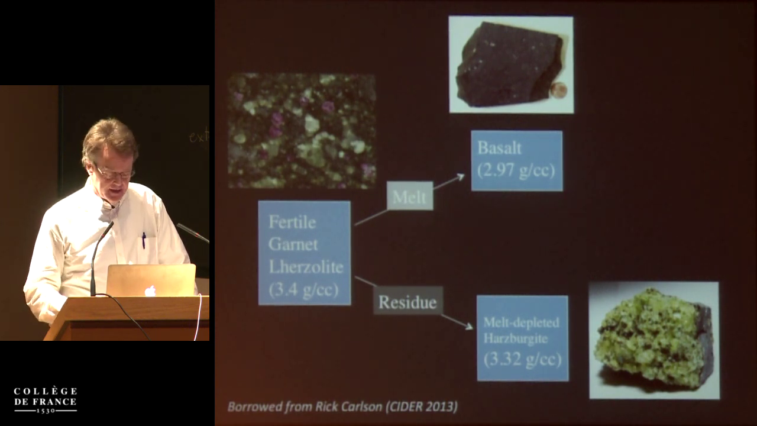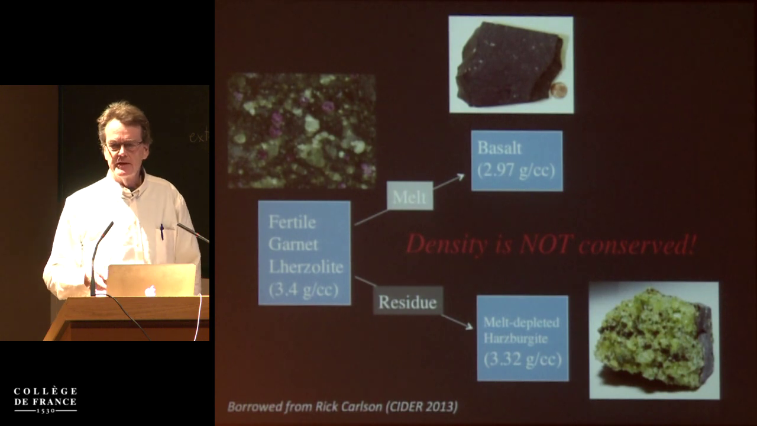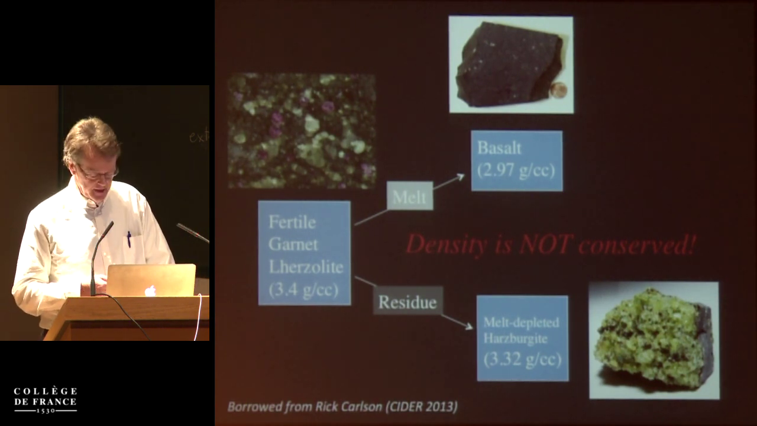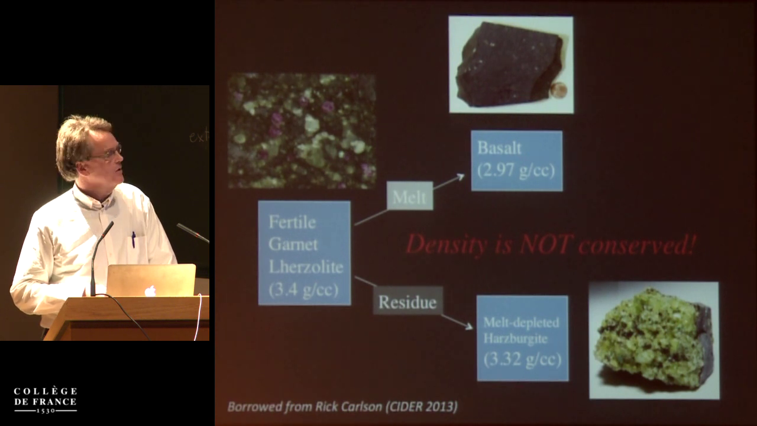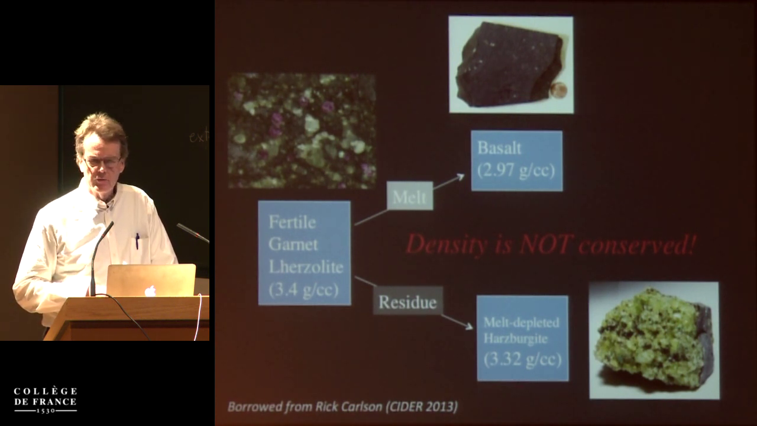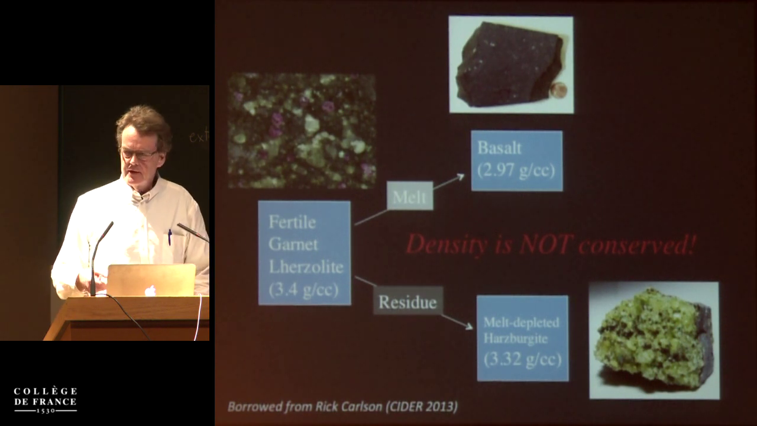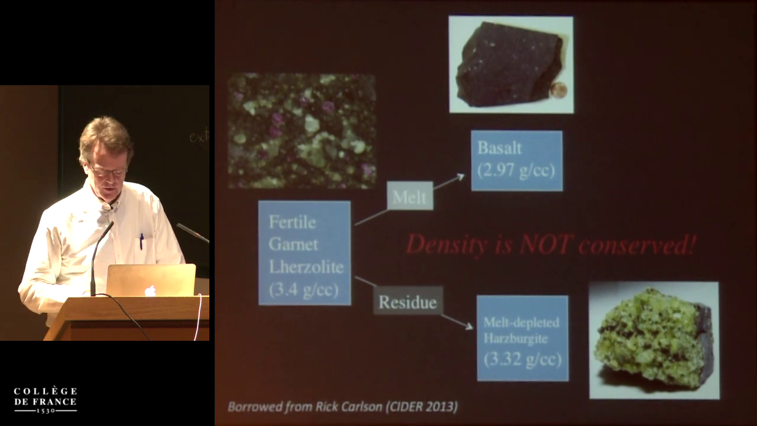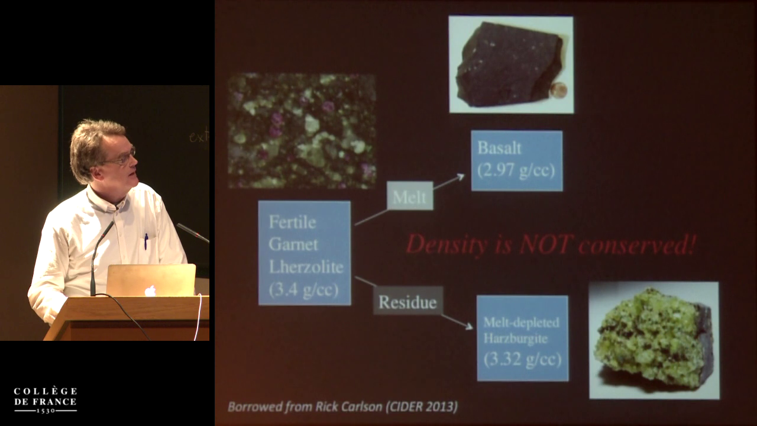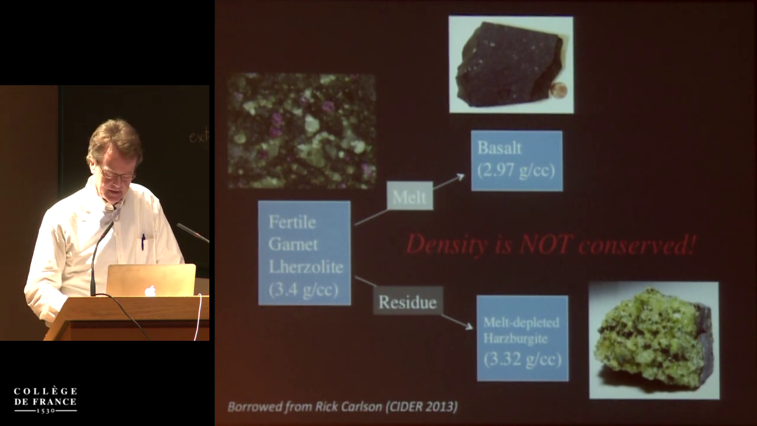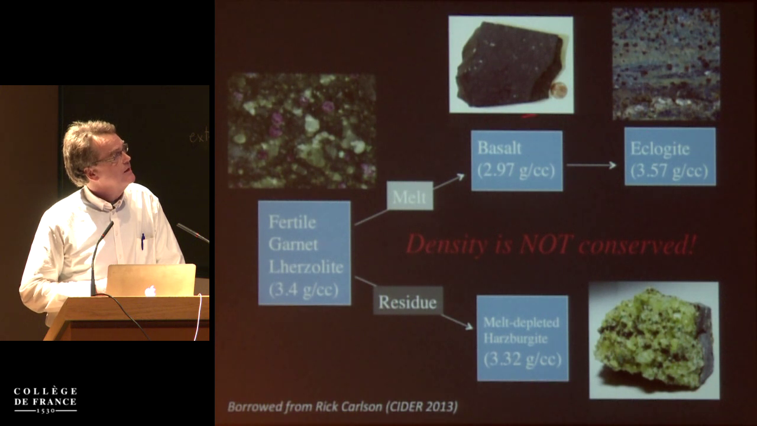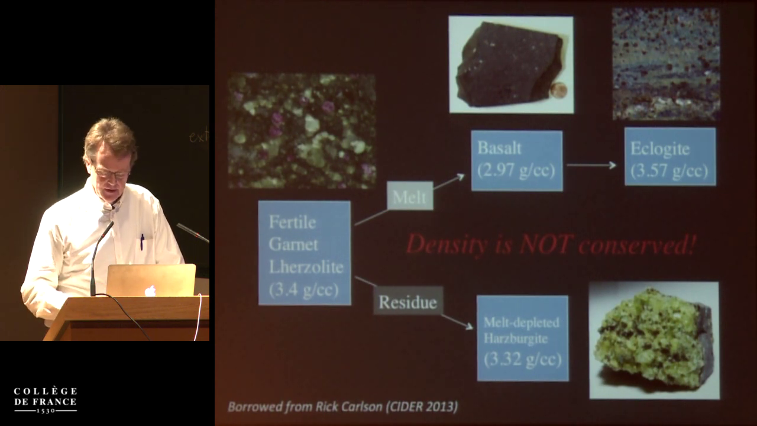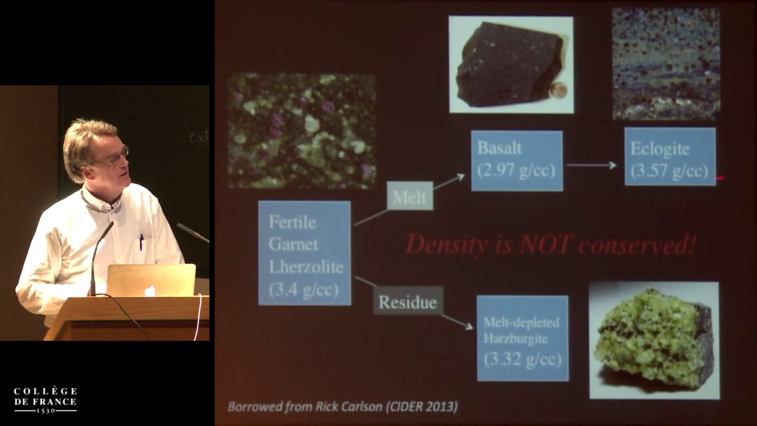And the important thing is the density under these circumstances is not conserved. You can see here that both the residue and the basalt have lower densities than the protolith that you started with. And of course, that's a thankful thing, because if it were not for that, then the oceanic lithosphere would sink a heck of a lot faster than it does. To some extent, that's a good thing. But of course, if we then push this basaltic material back down, we can recover some of that density deficit if we transform it to eclogite, basically producing omphacitic pyroxenes and garnet.